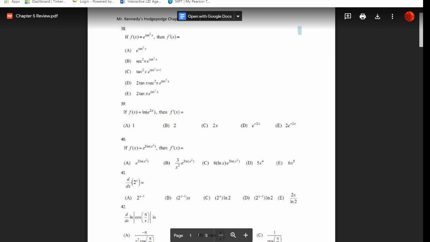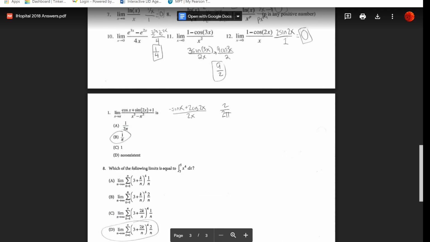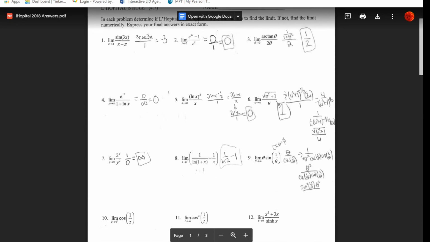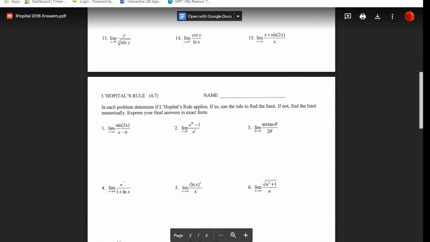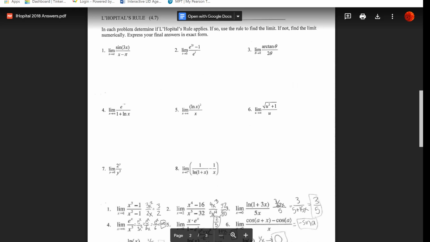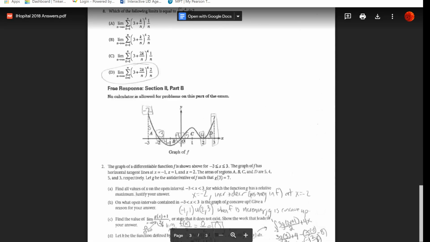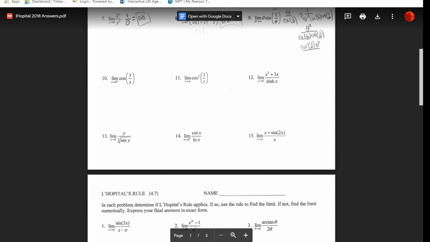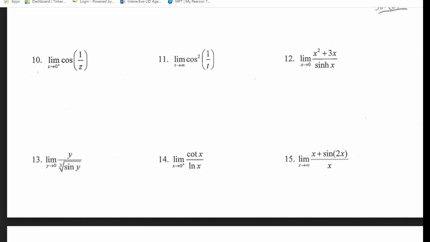Can you do some math? Of course I can do math. Come on, man. I had some L'Hôpitals ready. I guess we already did those. Do I have any ones we didn't do? Yeah, these ones. And these are hairy.